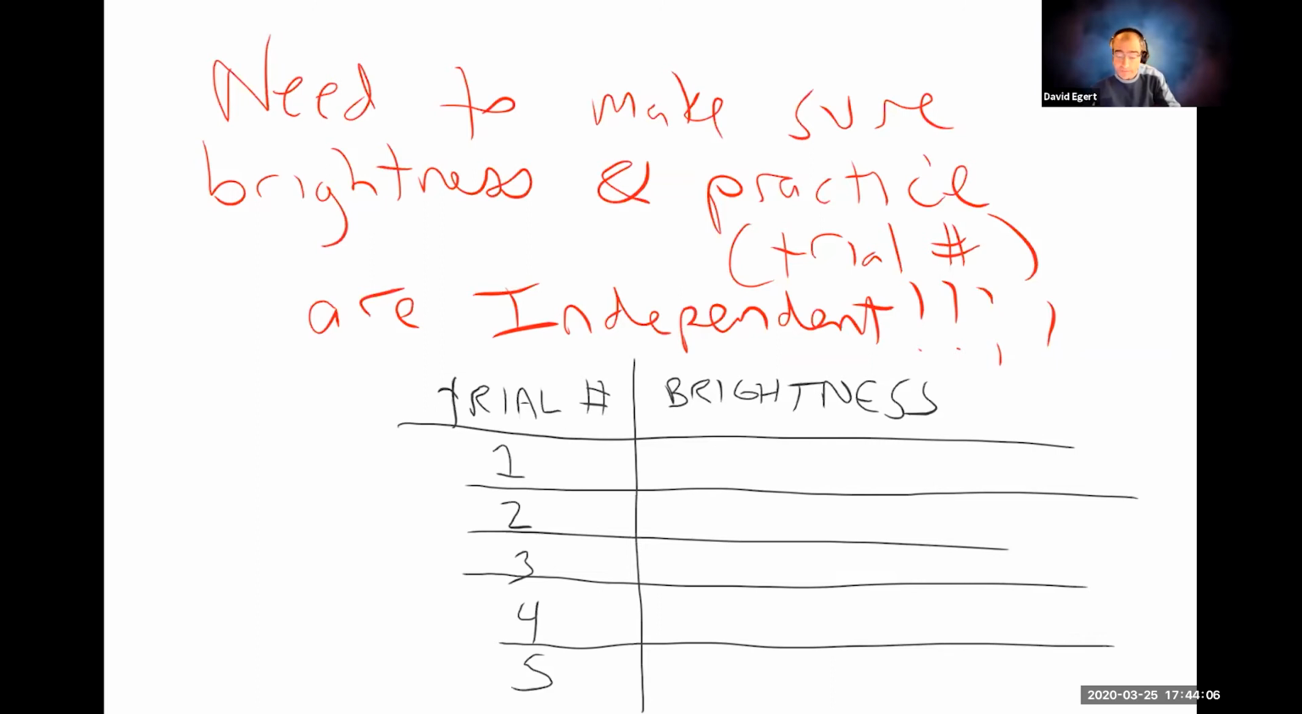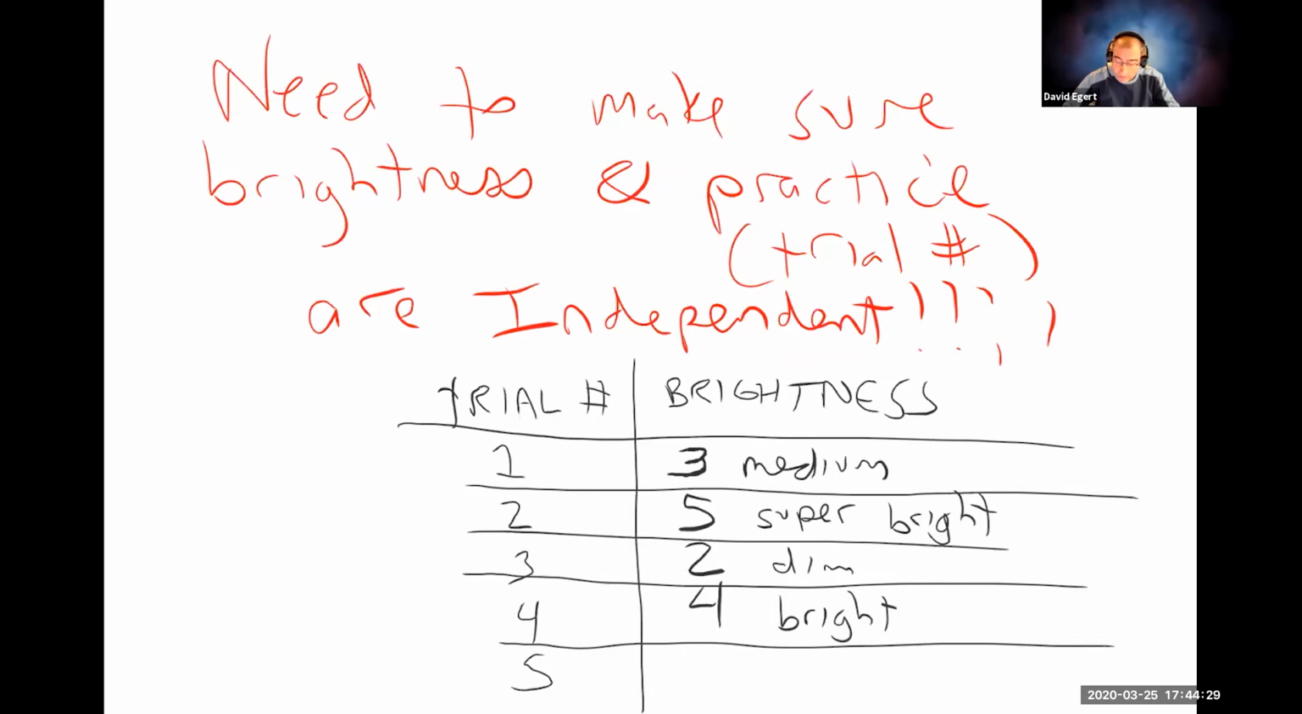last semester. Last semester, people decided, let's start with 3, the medium brightness, then went to 5, which was super bright. Then it went to 2, which is the dim. Then we went to 4, which was bright. Then we went to 1, which was super dim. So now you could analyze your data.